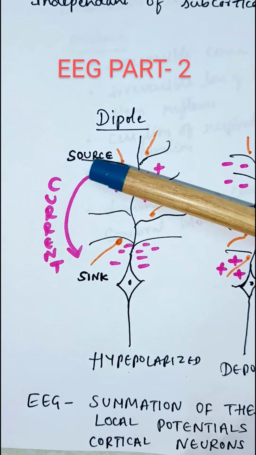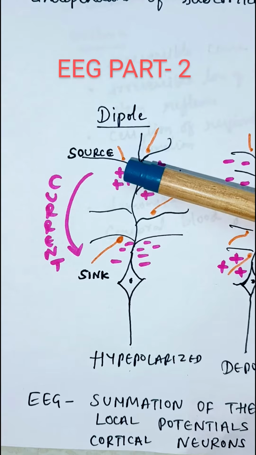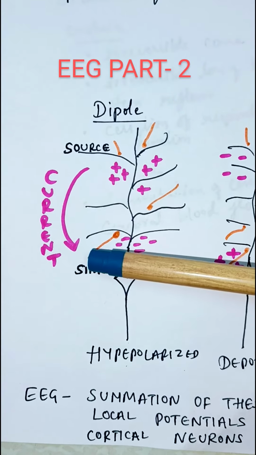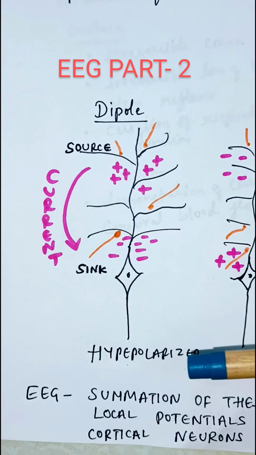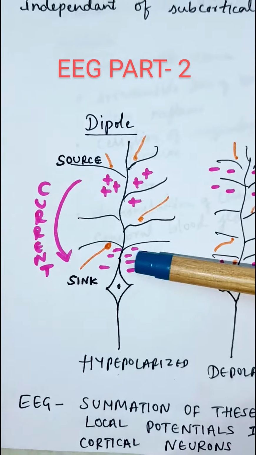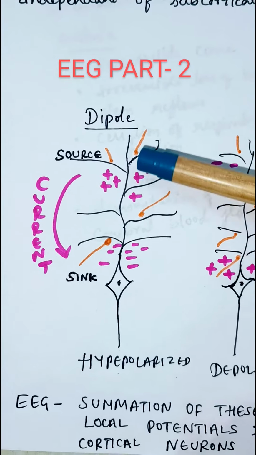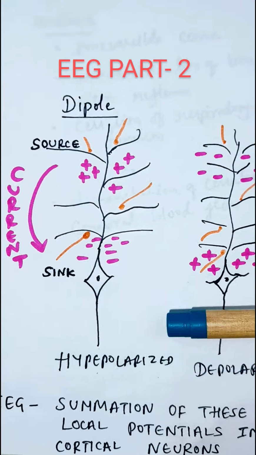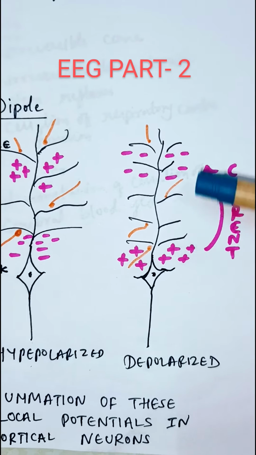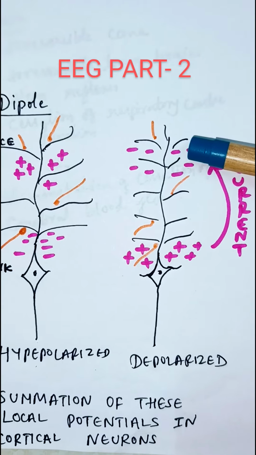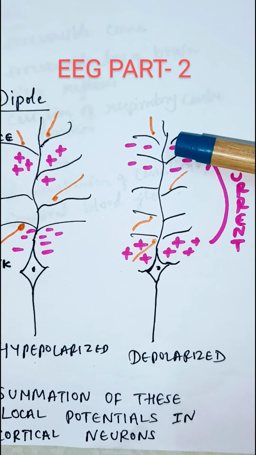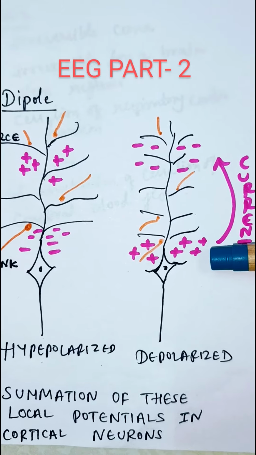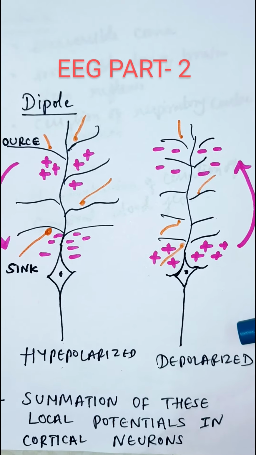So current will always move from source to sink, or it always moves from the positive terminal to the negative terminal. Okay, so there's a current which is coming towards the cell body, which is called the hyperpolarized state, meaning when the cell body is relatively negative when compared to the dendrites which are positive, then it is called a hyperpolarized state. Now if you see here, the outer portion of the dendrite is stimulated, that is why this has become negative or depolarized, but the cell body is not yet stimulated, that is your positive terminal. So current is moving away from the cell body, that is your depolarized state.